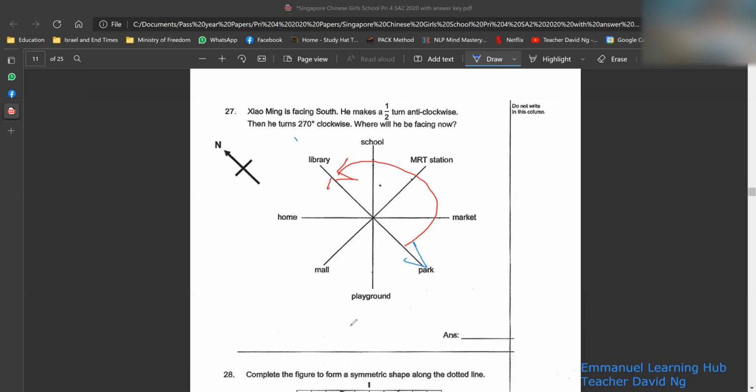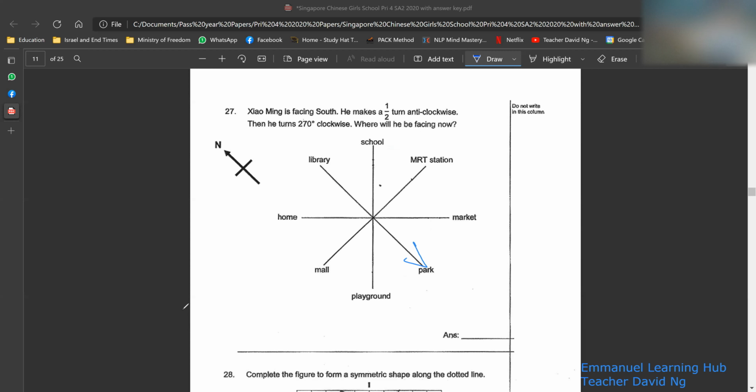So he's facing library. And he turns 270 degrees clockwise. Home. So where is he facing? He's facing home. No. Mall. Yes. Why? He's facing the mall is correct, but why? Because it's a 270 degree turn.